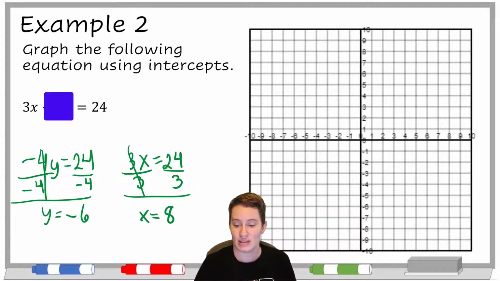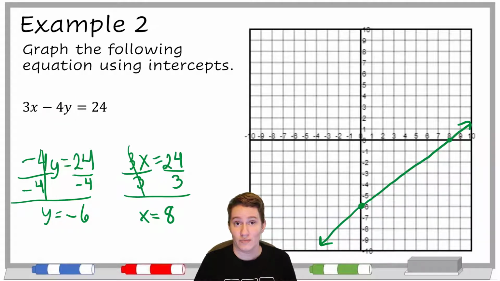So I'm going to put a point at 8 on the x-axis, and a point at negative 6 on the y-axis. And then I'm going to draw a line that goes between them and past them and put arrows on either side. It's a good looking line, if I do say so myself. So let's do one more like this and see if we've got the hang of it.